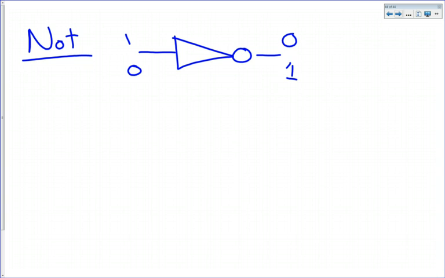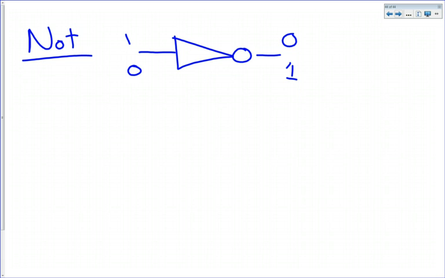The NOT gate looks like this, because the NOT gate just has one input and it reverses it. It has a little triangle with a circle on it. That's what a NOT gate looks like. So if I send it a 1, out comes a 0. If I send it a 0, out comes a 1. That's how it works. That's the way the gate looks.